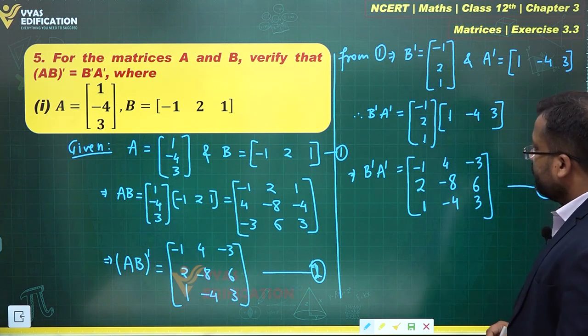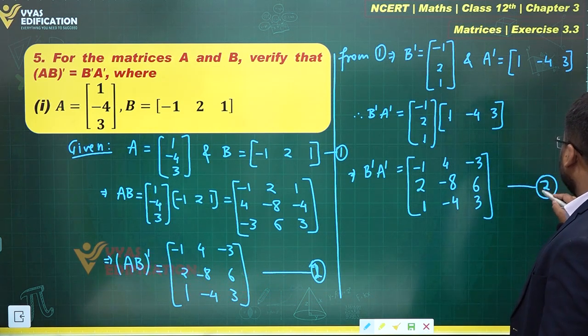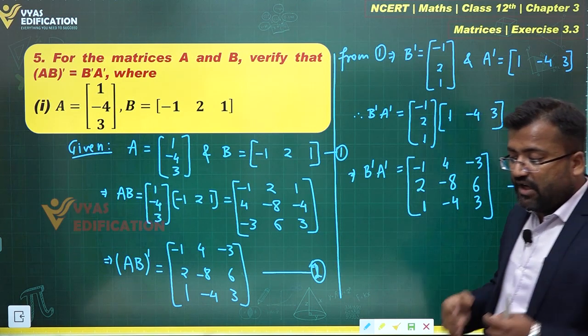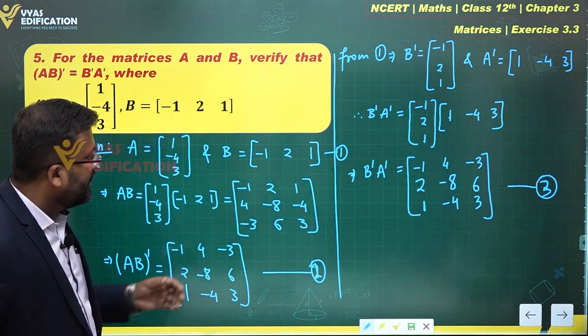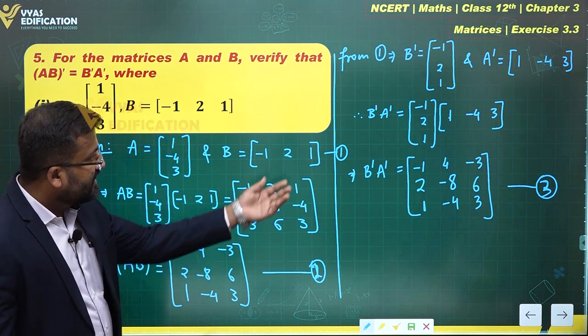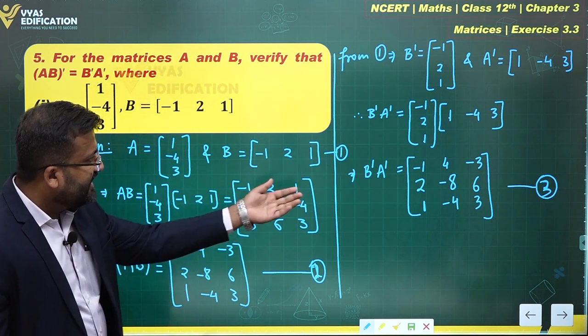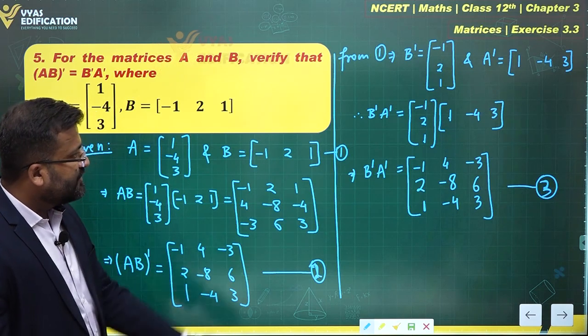Okay. This is statement 2. Sorry, this is statement 3. Let's observe the matrices obtained at the end of statement 2 and statement 3. This is minus 1, 4, minus 3. Okay, that matches. The second row, 2, minus 8, 6 also matches. The third row, 1, minus 4, 3 also matches.